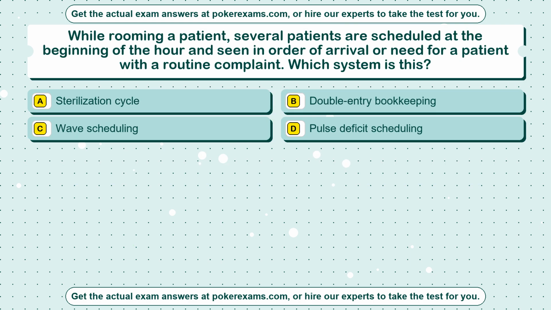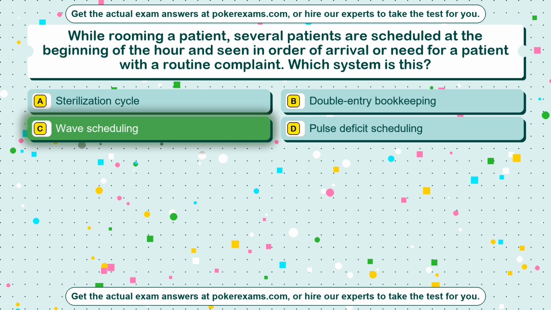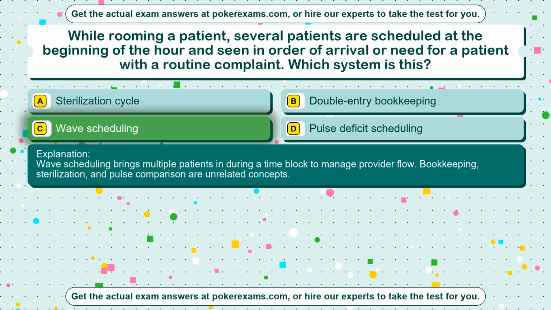Question 72. While rooming a patient, several patients are scheduled at the beginning of the hour and seen in order of arrival or need for a patient with a routine complaint. Which system is this? Option A, sterilization cycle. Option B, double entry bookkeeping. Option C, wave scheduling. Option D, pulse deficit scheduling. The correct answer is option C, wave scheduling. Wave scheduling brings multiple patients in during a time block to manage provider flow. Bookkeeping, sterilization, and pulse comparison are unrelated concepts.